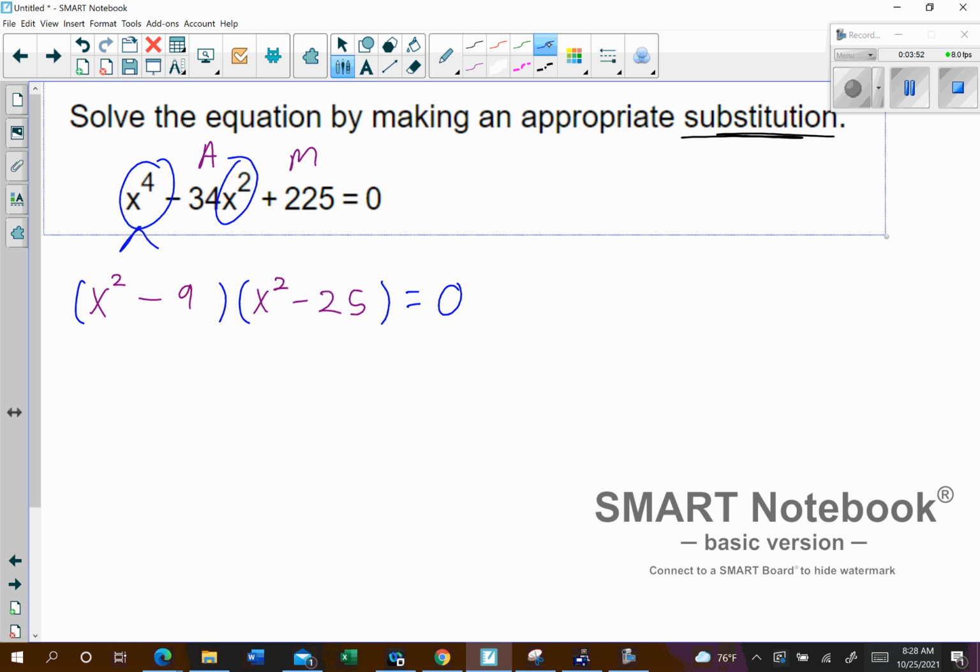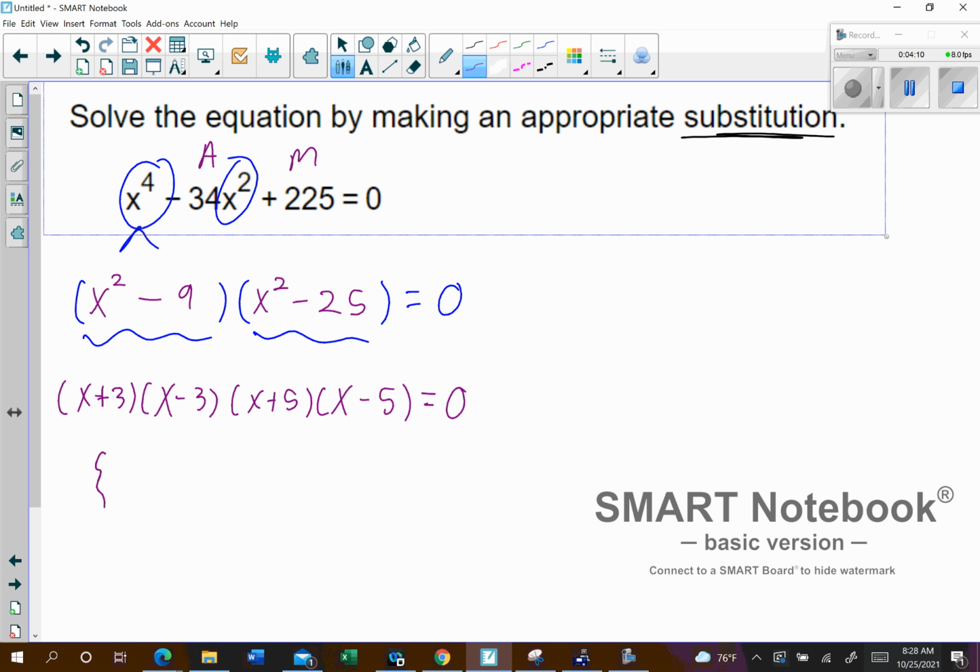And then what you'll notice is we have the difference of two squares. So we'll go ahead and factor that. That'd be x plus 3, x minus 3, and then x plus 5, x minus 5, and then equals 0. So our solution set is negative 3, positive 3, negative 5, positive 5. And all those should be fine. They should all work.